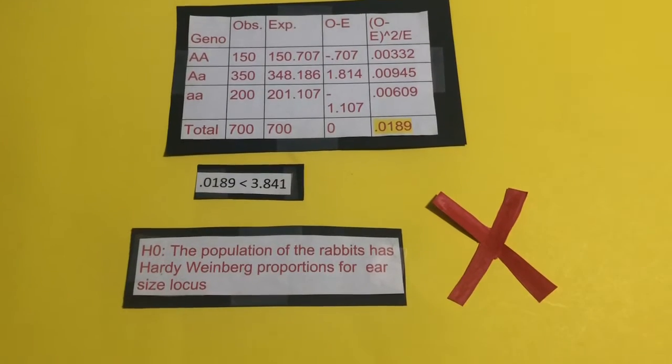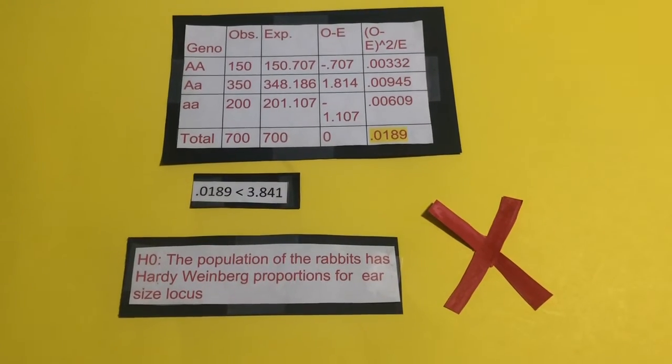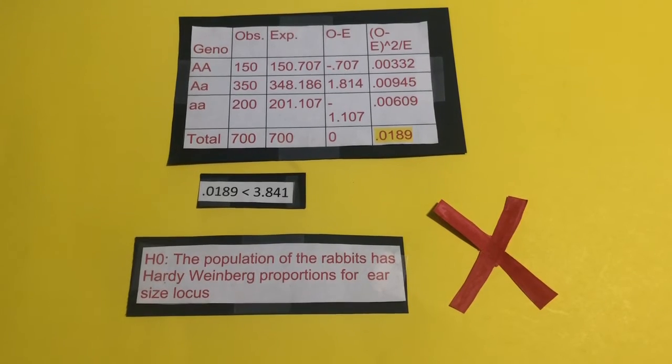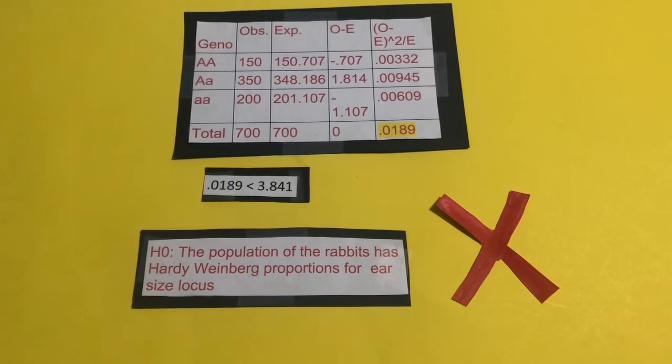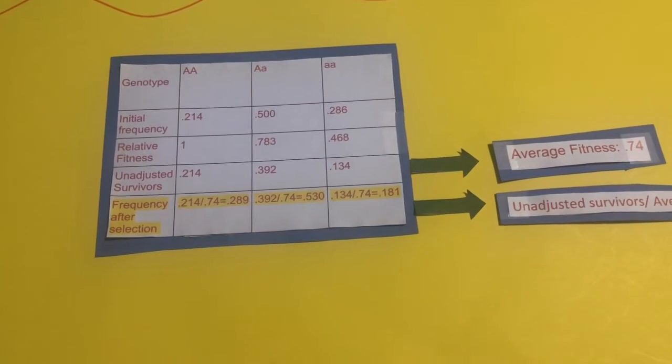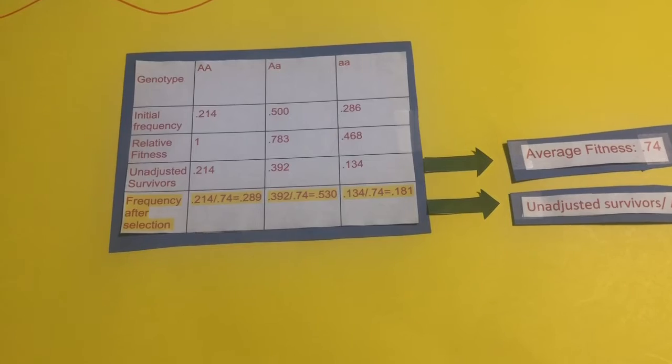Here's the chi-square test I was talking about before. Since the chi-square value is below the critical value, we fail to reject the null hypothesis and conclude that our population has Hardy-Weinberg proportions for the ear size locus. Now let's see how selection alters the Hardy-Weinberg equilibrium.